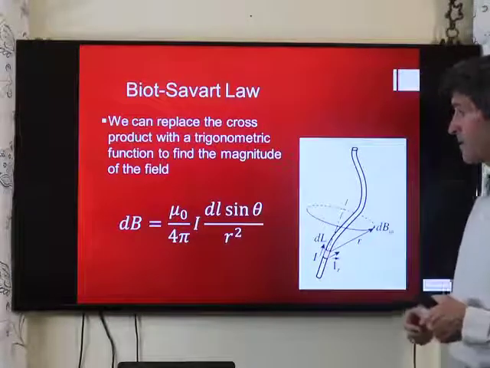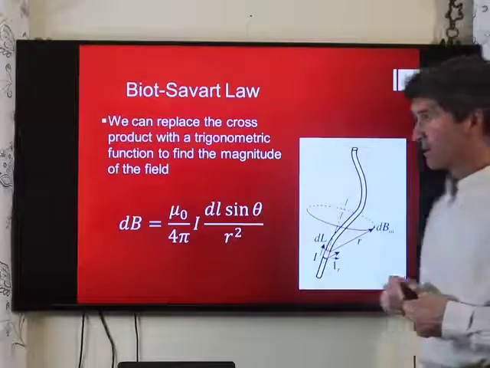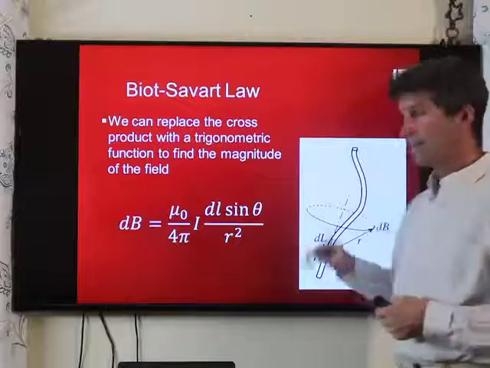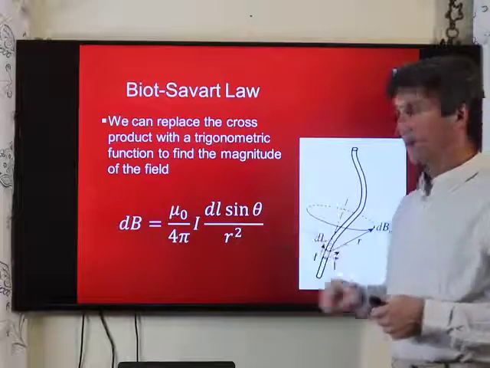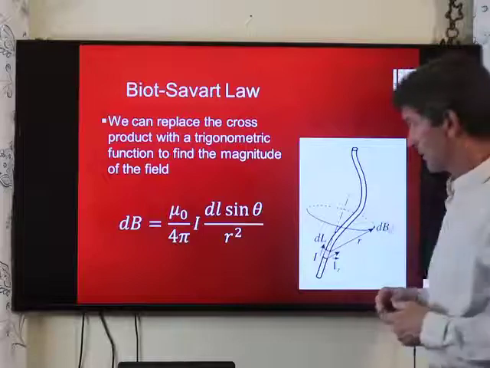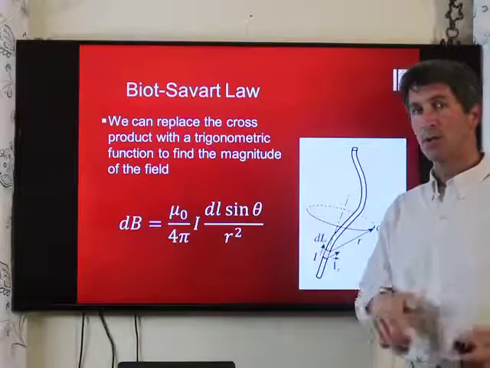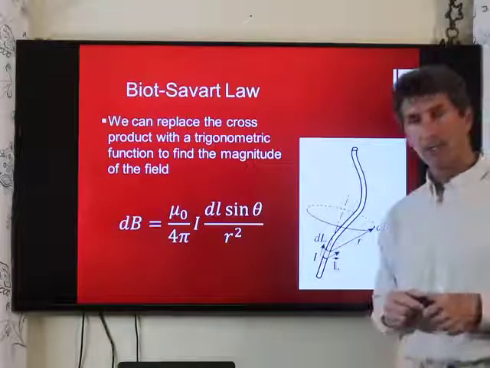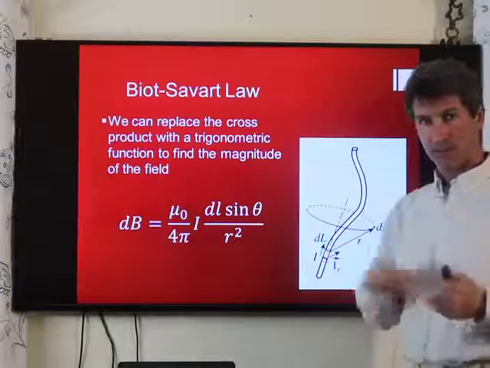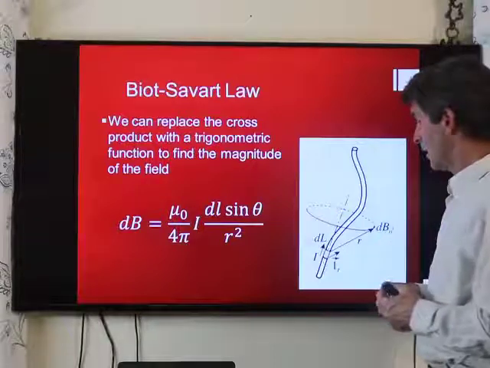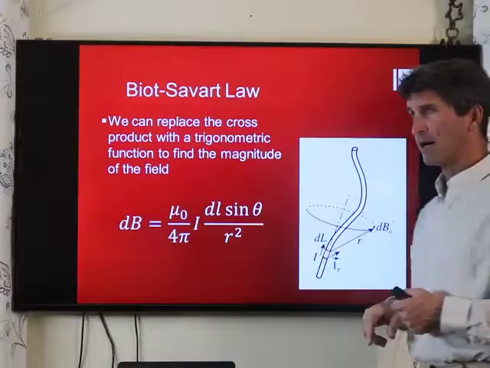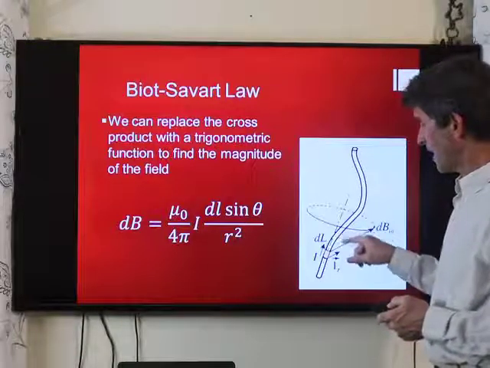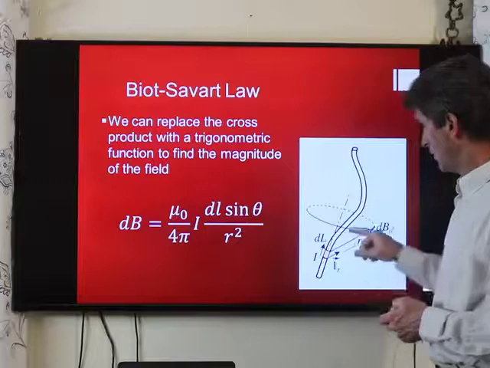Okay, so here is the magnitude. Here we got rid of the vector form of this. We just have to be a little bit careful here because we have to understand what this sine theta represents. Remember, we had dl cross r hat. So this angle represents the r vector, the distance vector, the position vector, whereas dl represents the direction that the wire is going. So, again, theta is the angle between these two.